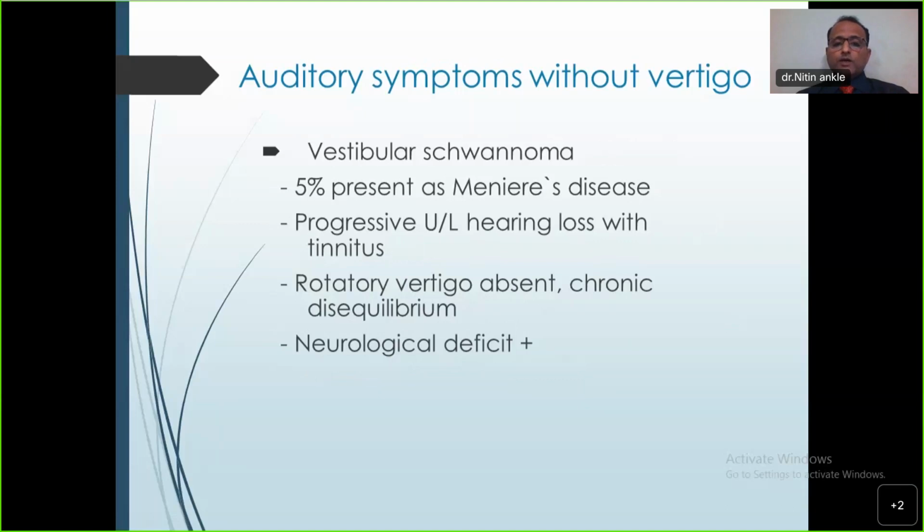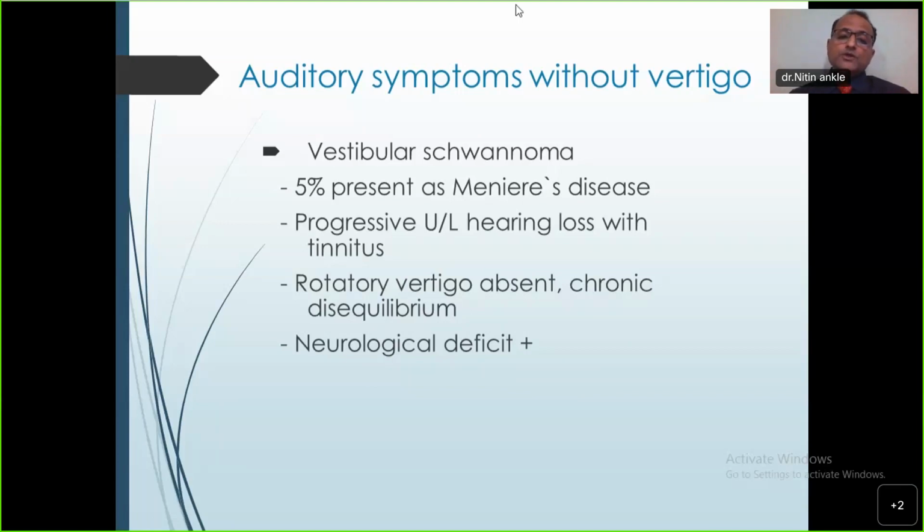Typically here the rotatory vertigo is absent, chronic disequilibrium is there, and there will be neurological deficit, which is the point that can very much differentiate it from many other diseases, because if neurological deficit is there, it will totally rule out Meniere's disease. Second, why is the vertigo not present?